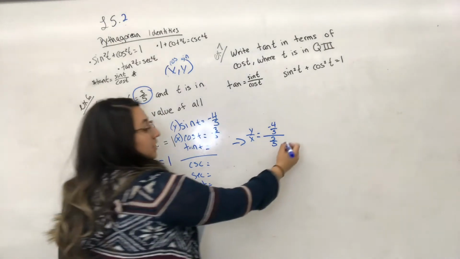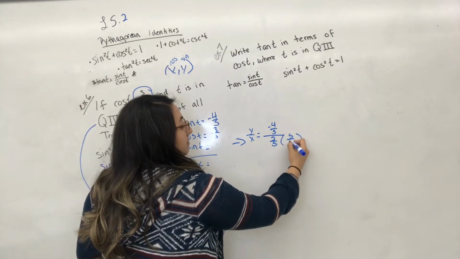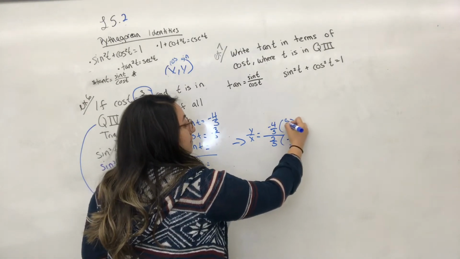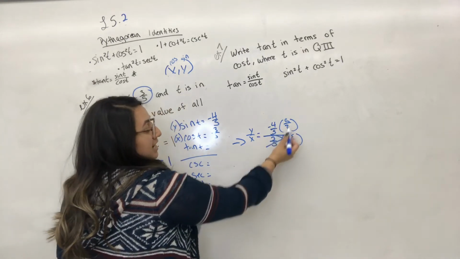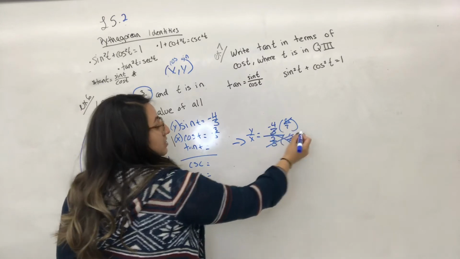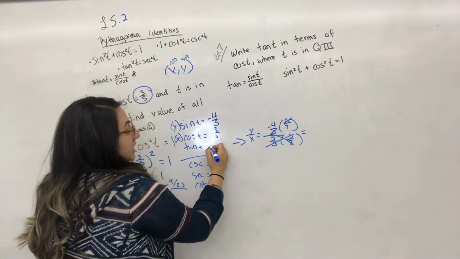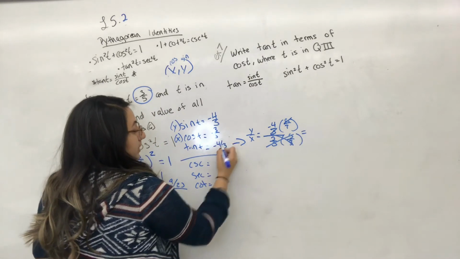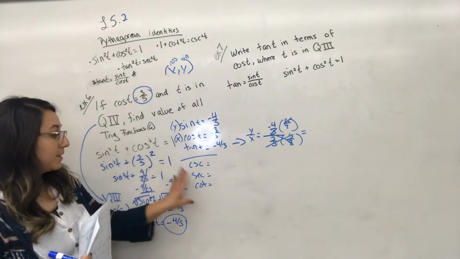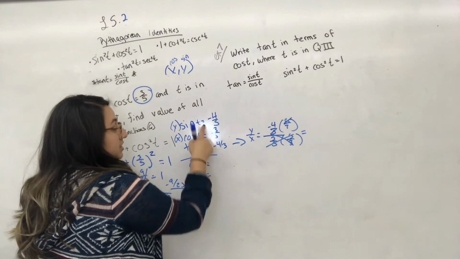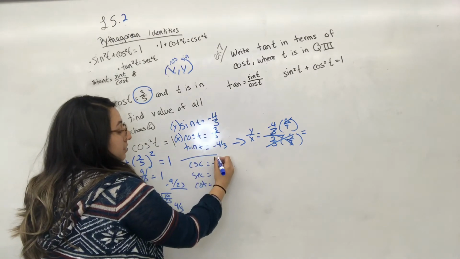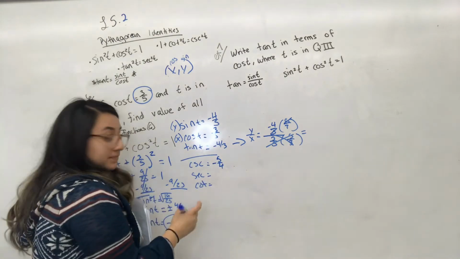You have to get rid of the denominator, multiply it by the reciprocal to the top and bottom. This cancels out here. Negative 4/5 times 5 over 3. The 5's cancel out, and you're left with negative 4 over 3. Now, going here, cosecant. Cosecant is a reciprocal of sine. So negative 4 over 5, if you flip it, negative 5 over 4.